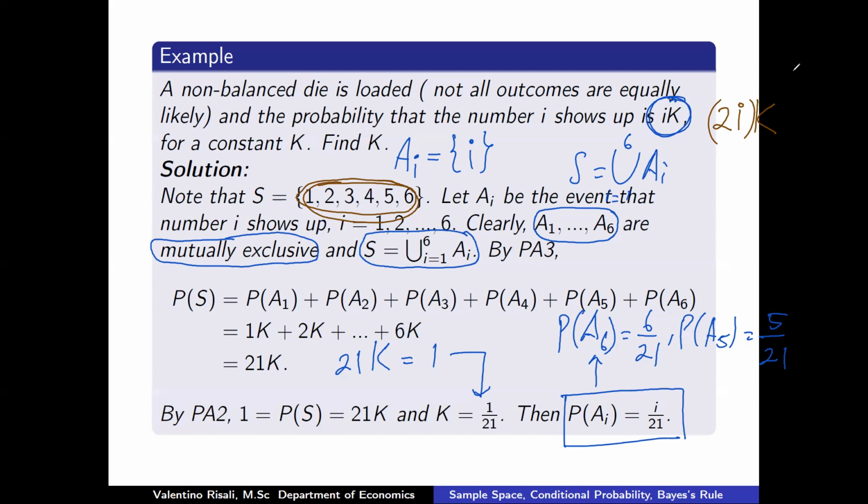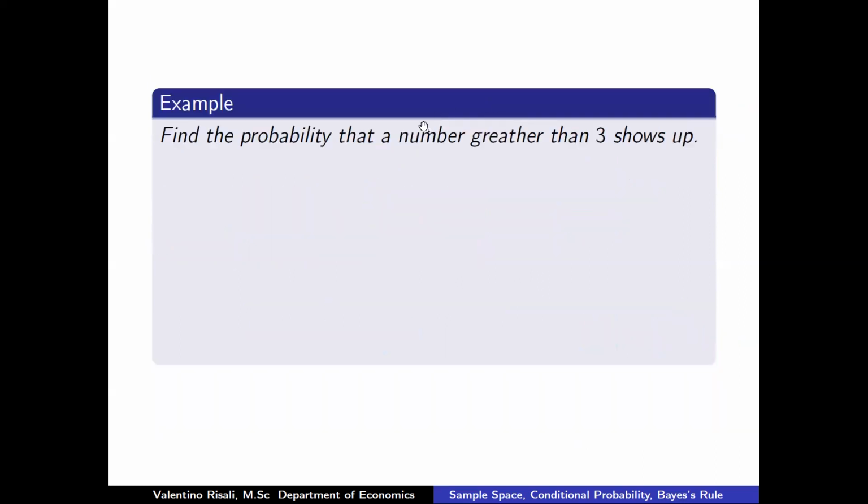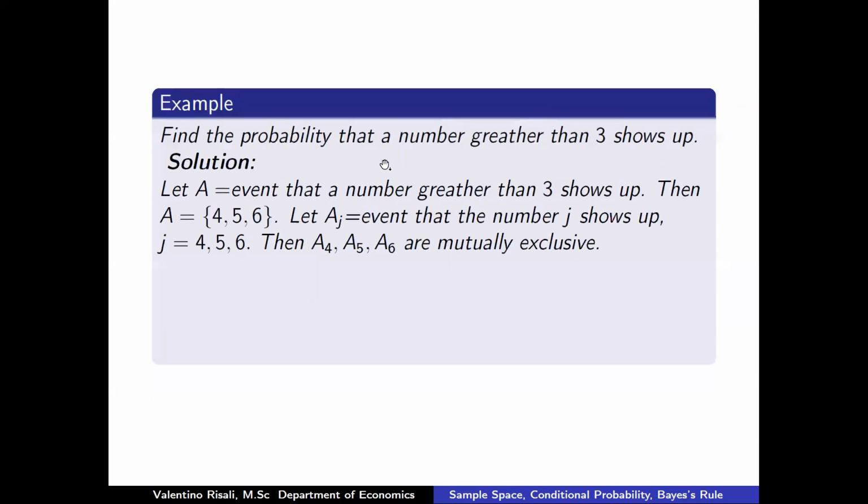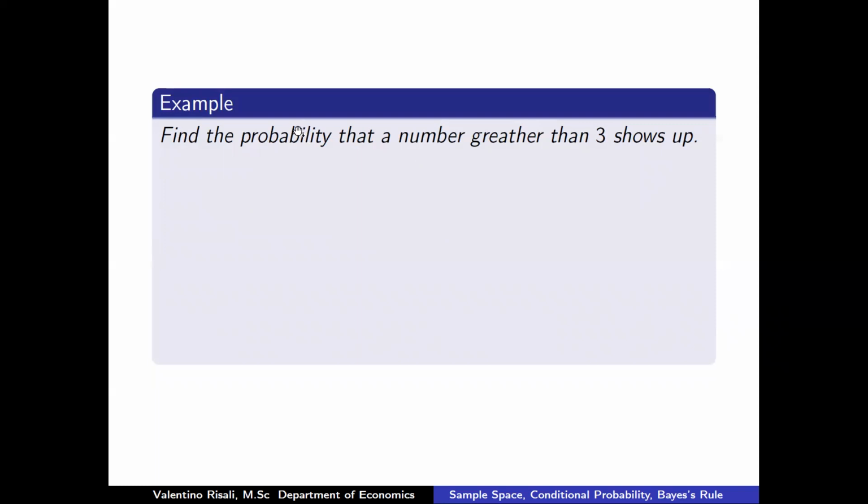I'm sorry, the next question is from the previous question. What is the probability that a number greater than 3 shows up? From the previous slide we get P(Ai) is equal to this, and then we will find the value of this event.